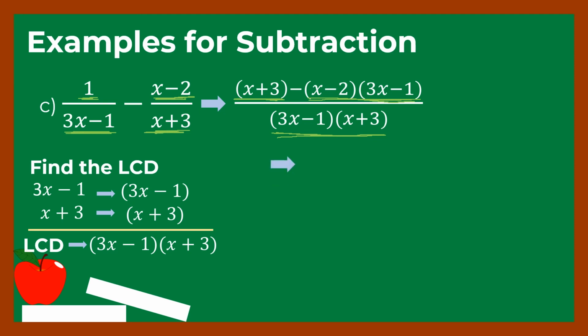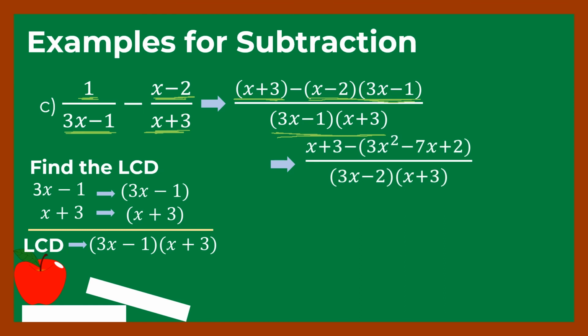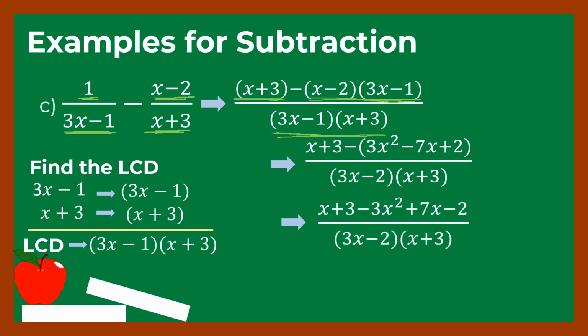So we have x plus 3 minus, so we will multiply x minus 2 and 3x minus 1. Using the FOIL method, we get 3x squared minus 7x plus 2. And then, we will distribute the negative sign. Yung numerator natin ay magiging x plus 3 minus 3x squared plus 7x minus 2 all over 3x minus 1 times the quantity of x plus 3. And then we will proceed to combining like terms.